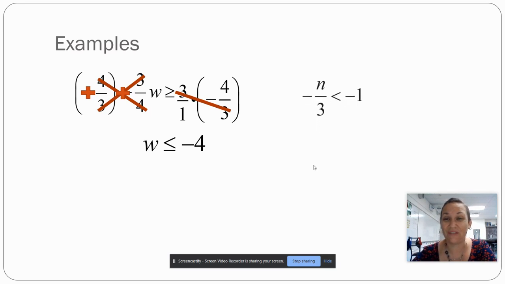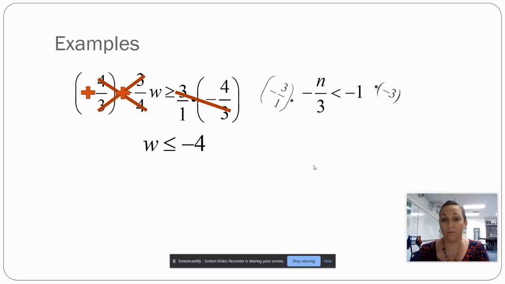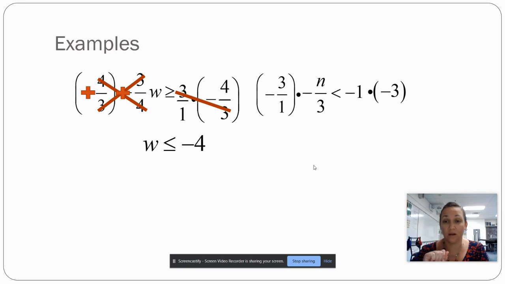Here's our final example for today. In this problem, I have n over 3, and I have a negative sign in front of it, and then it's less than negative 1. Now, you could just multiply by 3, but that would not get rid of the negative sign. So if you want to get rid of the 3 and the negative sign at the same time, you're going to multiply by a negative 3. That way the 3's will cancel and the negative signs will cancel. So I'm multiplying each side by negative 3. That means, and if I was writing this on paper right now, I would flip my inequality because I multiplied by a negative 3 on each side.